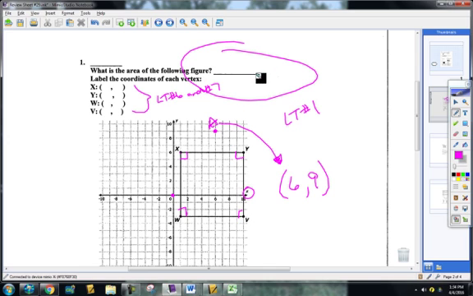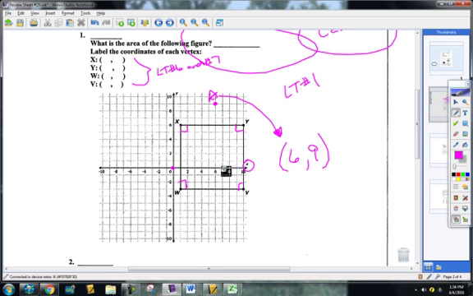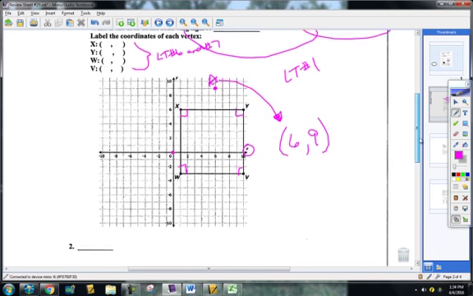Don't forget about your units. Labels. I will count it wrong if you don't have appropriate labels on here. Okay, remember, if it doesn't have inches, feet, meters, then we just call it units. But remember, area is something special on the units. Okay, look in your notes if you're not sure.